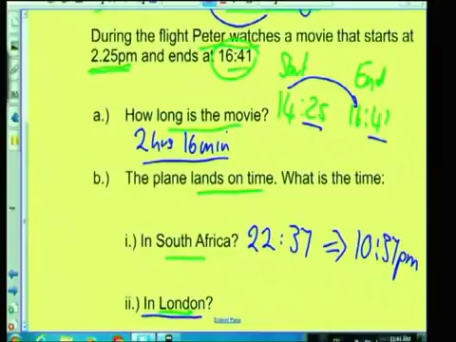as the difference. Now, if they asked us, what's the time in London? Now, that was the next part of the question. There are different ways of doing it. What we could do is we could add the flight time to the given time that it was in London at the start of the flight. Or we could do the following.